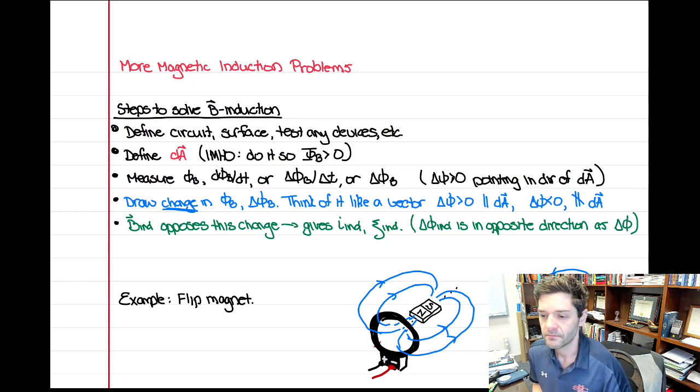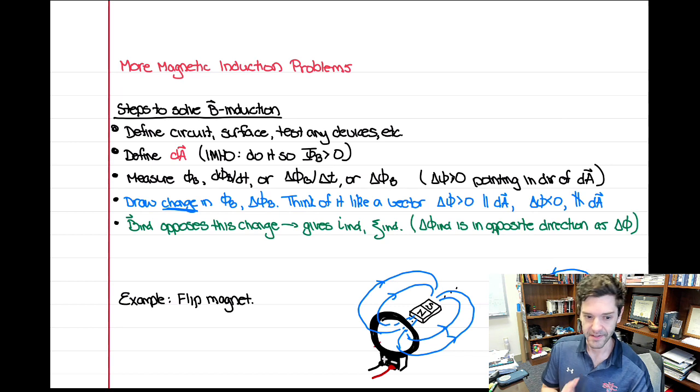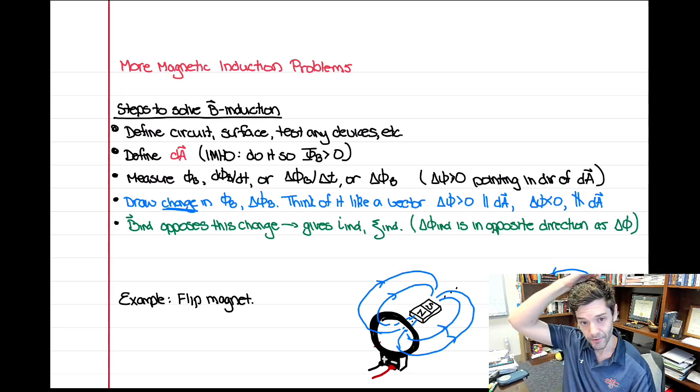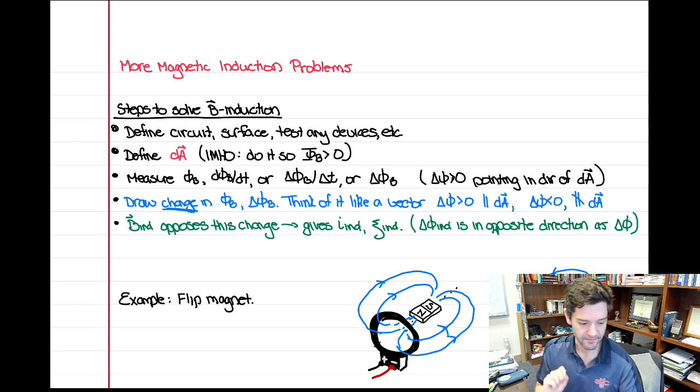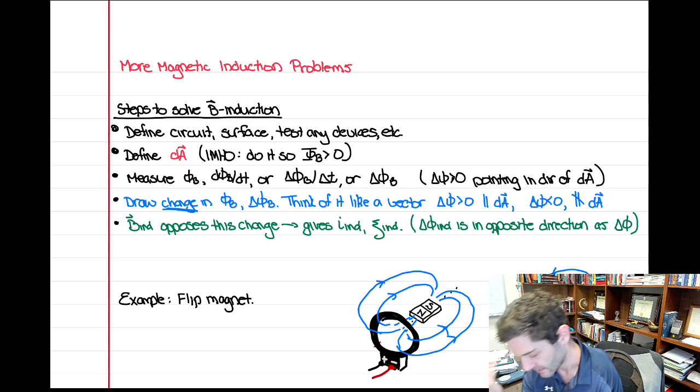So again, let's review from the last video that there are some steps that, if you do them, are a way to break a complex problem into a bunch of manageable steps. If you understand what all these steps are doing, you'll feel confident in the direction of the induced current or induced magnetic field, whatever it is that you're trying to calculate. And again, let's just go through them real quick. I'll do a qualitative example.